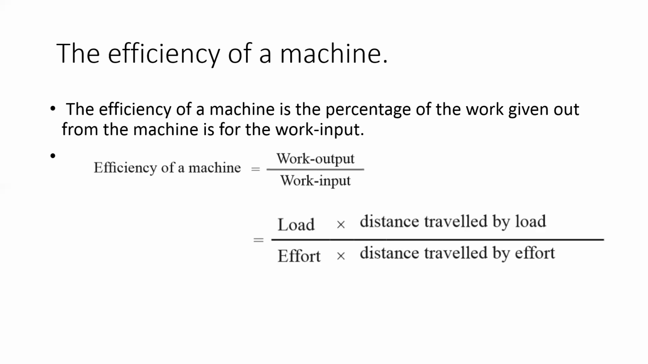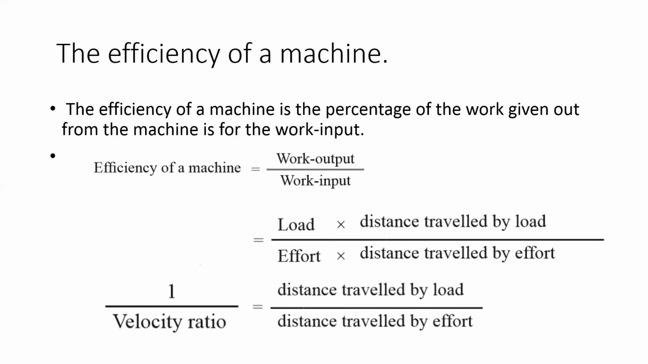Work output equals load into distance traveled by the load, or displacement of the load. Work input equals effort into distance traveled by the effort, or displacement of effort. Now here, load over effort is the mechanical advantage. Then distance traveled by the load over distance traveled by the effort equals 1 over velocity ratio, because velocity ratio equals distance traveled by the effort divided by distance traveled by the load.